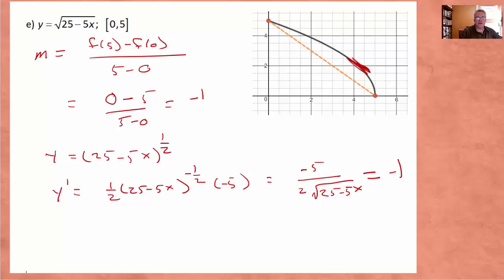Now we can cross multiply and solve this, but if you use your 89, you're going to get x equals 15/4. 15/4 is a little bit shy of 4, which is somewhere around here. Okay, so I was kind of close. Anyway, that's the point that works. The mean value theorem guarantees that if the conditions are met, there's at least one point.